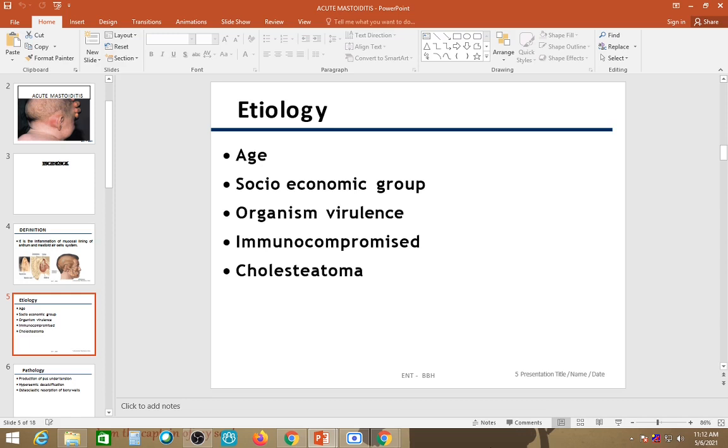And it requires surgery. Then organism virulence, because of not maintaining hygiene, or maybe they are putting some stick inside the ear trying to take out ear wax or something. Then immunocompromise because of low immunity. Then cholesteatoma can occur. I have just shown you the cholesteatoma, how it affects the ear.